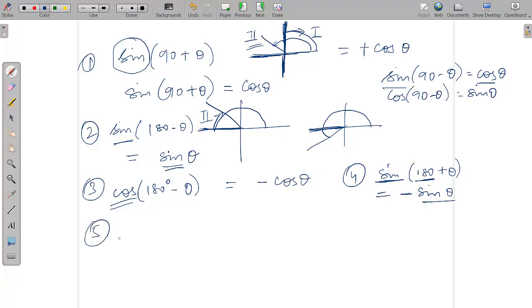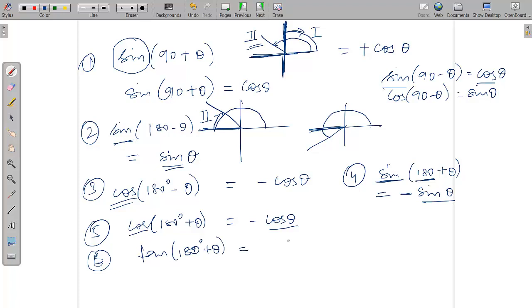So what about cos of 180 degrees plus theta? This is also minus cos theta, because again you are touching 180 degrees, so it's not going to change the trigonometrical function, so cos will remain cos. And since it is in the third quadrant, and in the third quadrant cos theta is negative, so it is minus cos theta.